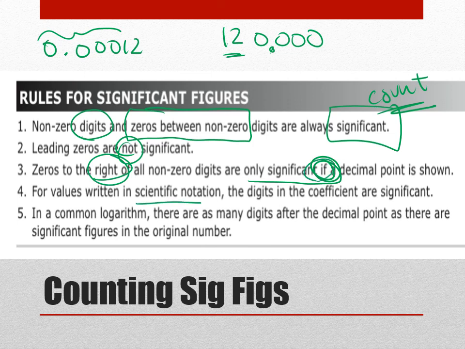For values written in scientific notation, like 1.2 times 10 to the 4th power, all of the digits in the coefficient are significant. This is the coefficient. And then in a common log, don't even worry about that.